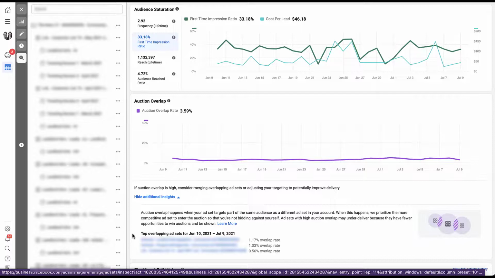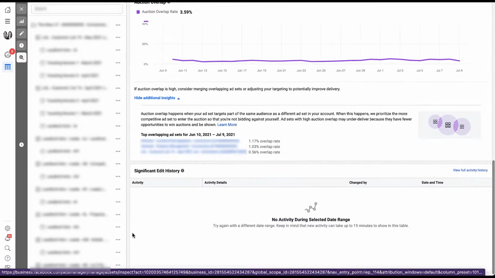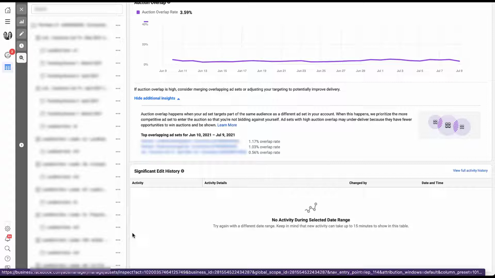The last section within the inspect tool is going to be the significant edit history. And like I talked about earlier, this specific ad set had no significant edit history during this time period. We've really been trying to minimize the learning phase for this account because it's been hit extra hard every time it goes back into the learning phase.